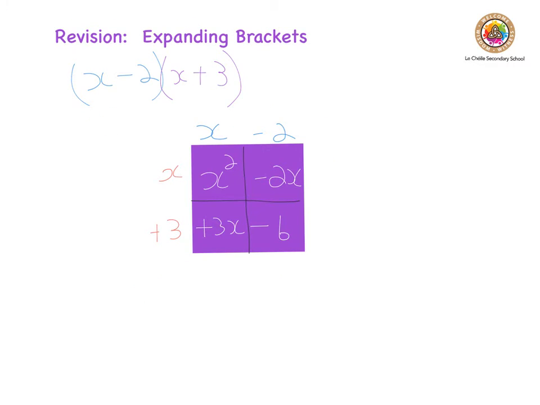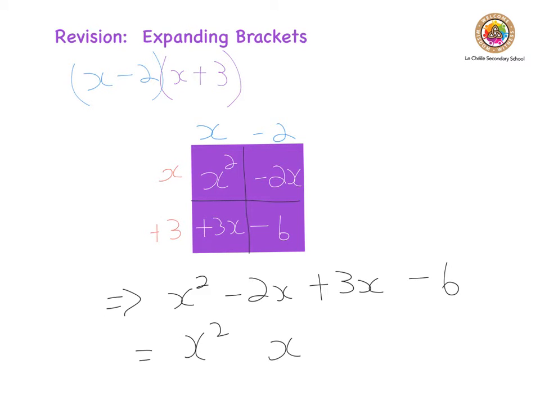Then I would tidy that up, and so I'd have x squared minus 2x plus 3x minus 6. Minus 2x plus 3x, well, that's different signs, so I subtract. 3x take away 2x leaves me with x, and I keep the sign of the bigger number, which is the 3 this time, which is positive. So I have x squared plus x minus 6, and that would have been my answer.